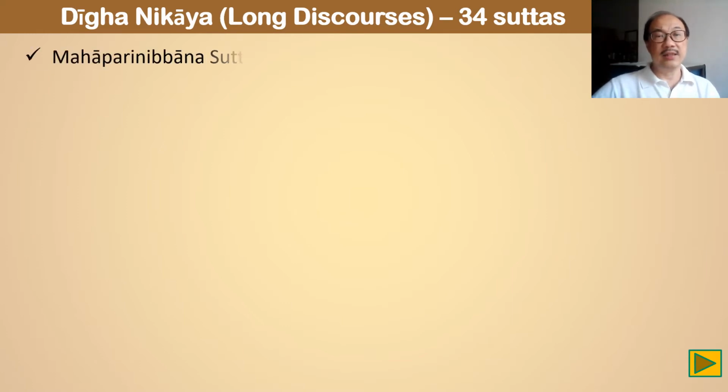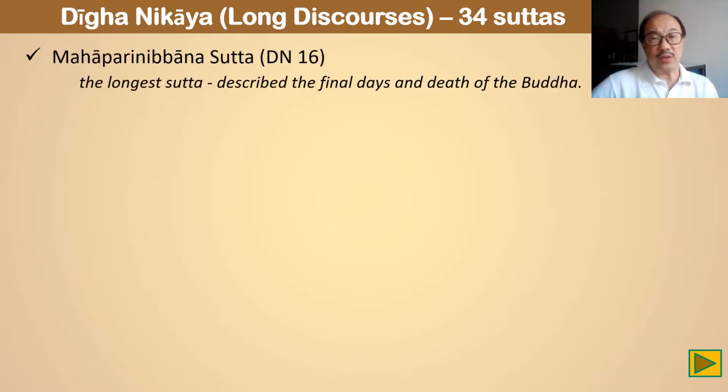Some of the famous long suttas in Digha Nikaya are the Mahaparinibbana Sutta, coded as DN 16, sutta number 16, which describes the final 3 months and death of the Buddha. This is the longest sutta.